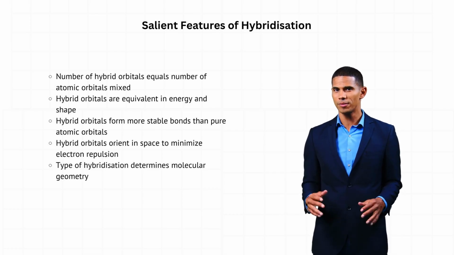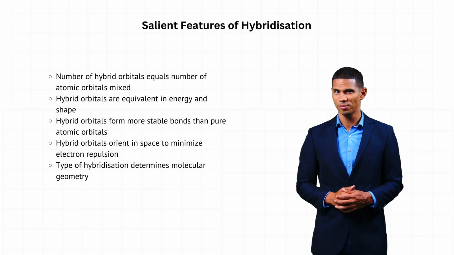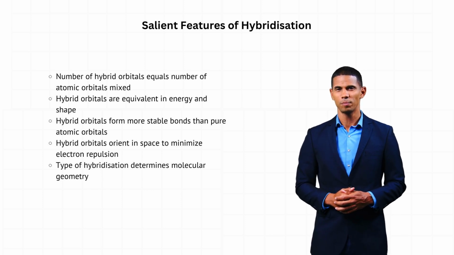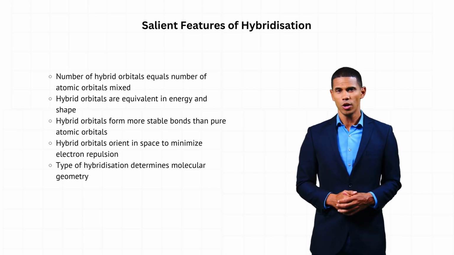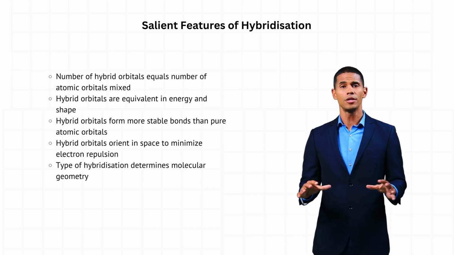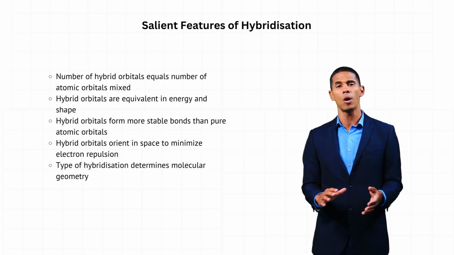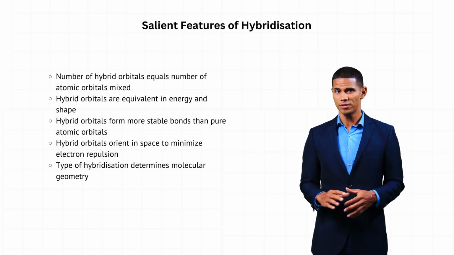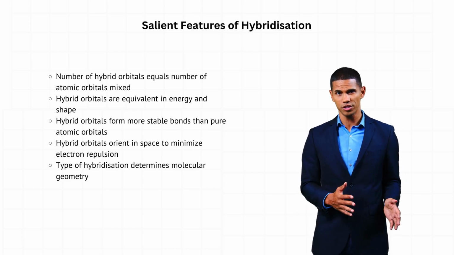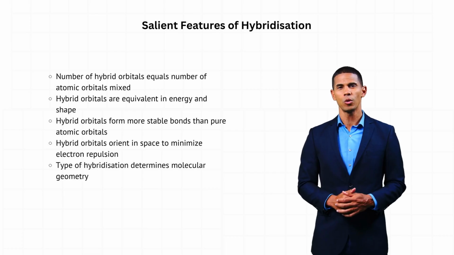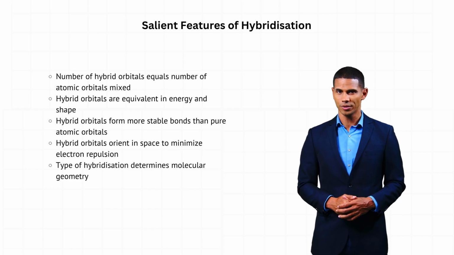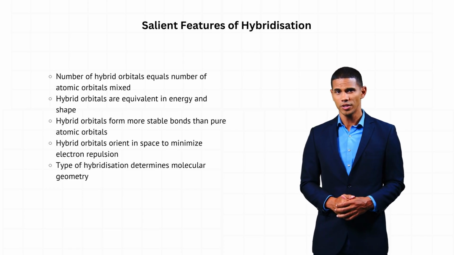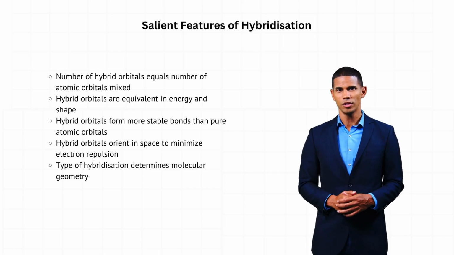Step 4. The hybrid orbitals orient themselves in specific directions to minimize repulsion between electron pairs. Electron repulsion is like trying to keep friends comfy on a couch by spreading them apart for maximum space and least disturbance. Finally, step 5. The type of hybridization, whether sp, sp2, or sp3, directly determines the geometry or shape of the molecule, explaining why some molecules are linear, trigonal planar, or tetrahedral.